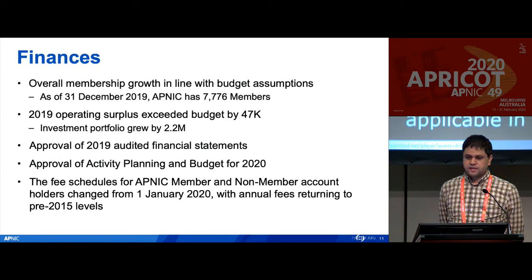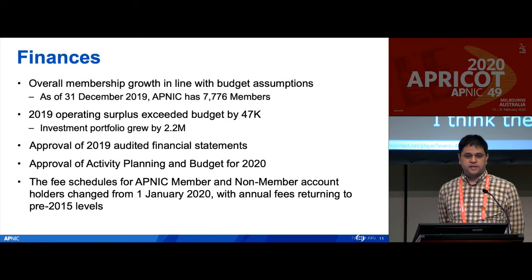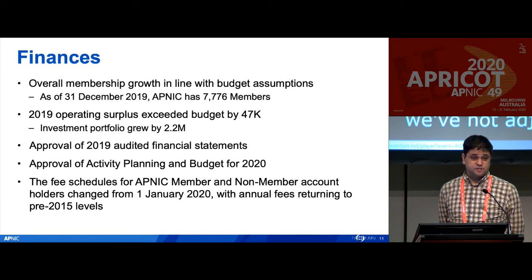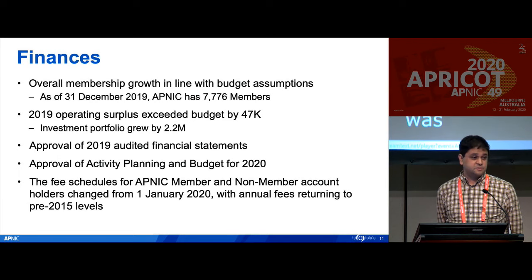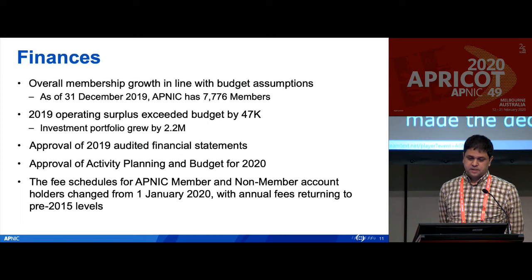I think the reason for that is we've not adjusted to the inflation. The Australian dollar has lost a lot of value, whereas in 2015 it was very, very strong. So some of those factors made it imperative for the EC to decide on that.